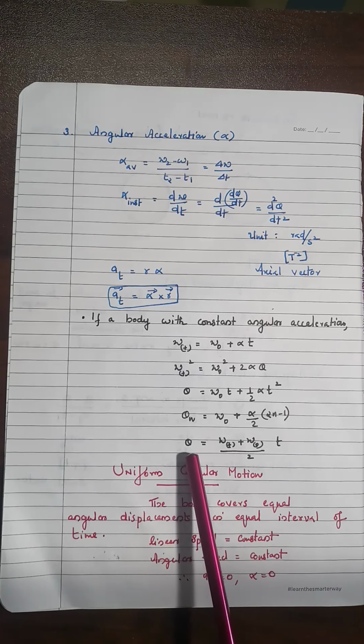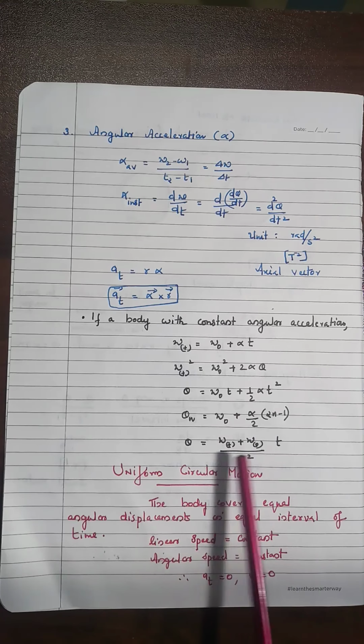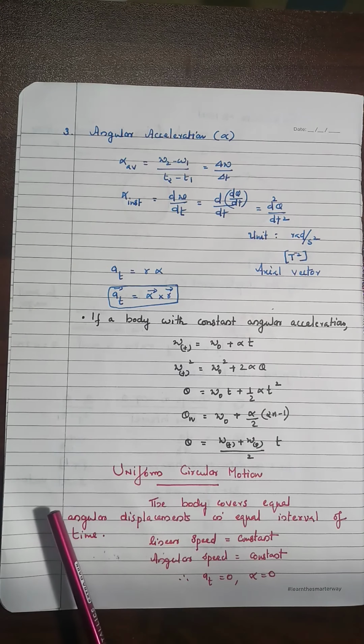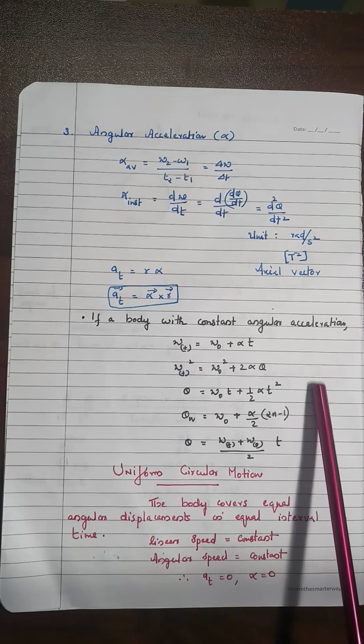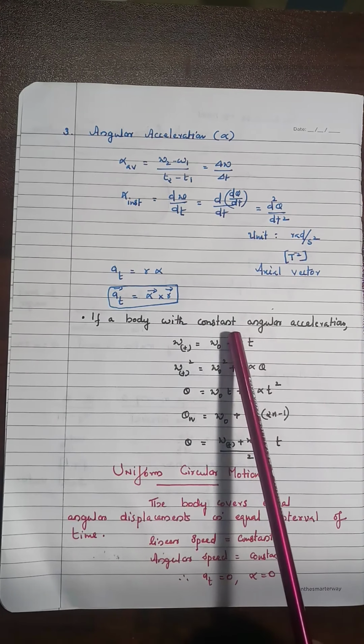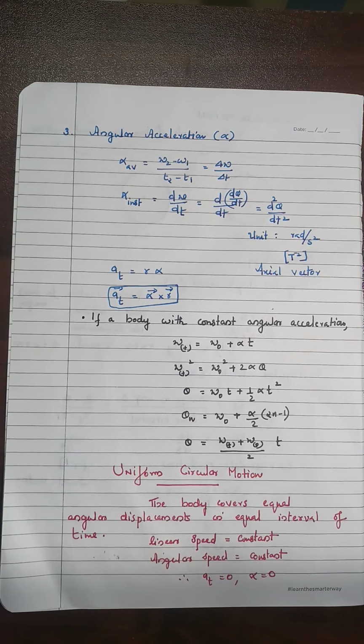And we can express the angular displacement is equal to the average angular velocity into time. That is omega plus omega 0 by 2 into t. But keep in mind, the body must move with the constant angular acceleration. We move on to the very important topic, uniform circular motion.